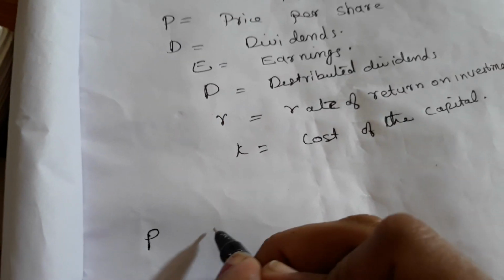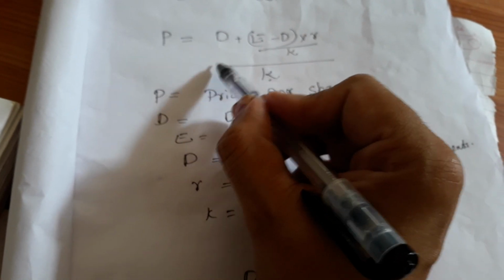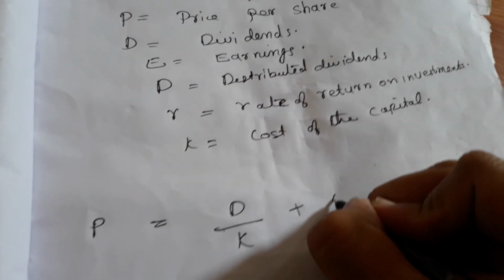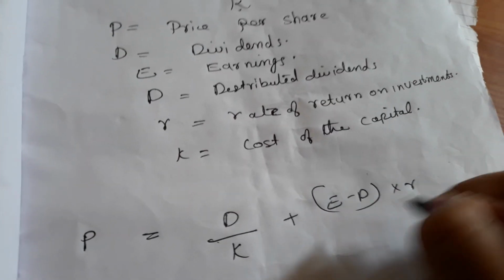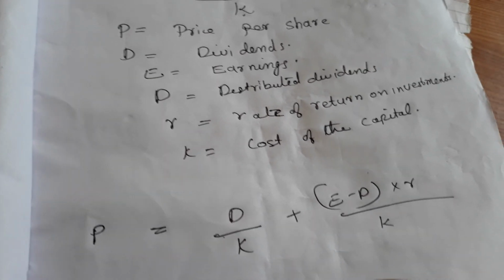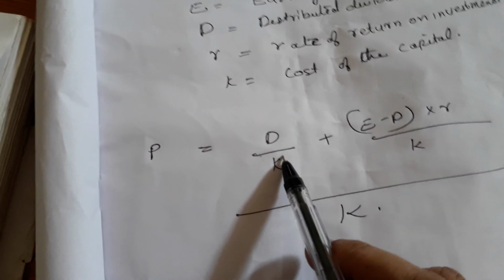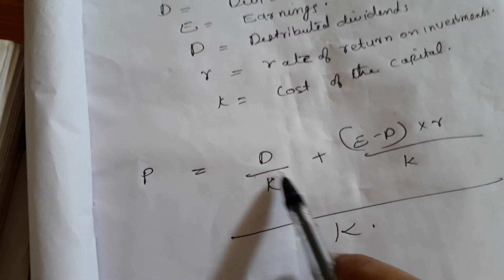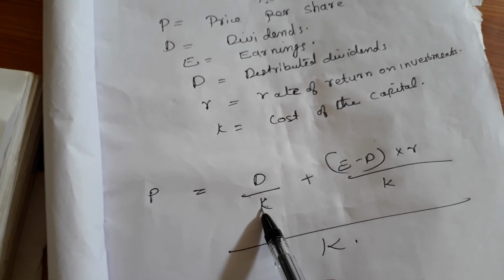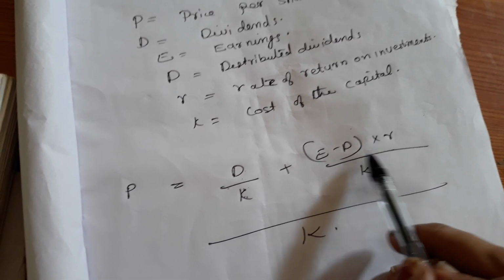First part, we will just analyze the formula once again. This K is common for both of these, right? So D, we can rewrite it. D by K plus E minus D into R by K, the whole divided by K. Yes, the first part, dividend by the cost of the capital, will give us the present value of dividends. Okay, this will give us E minus D.